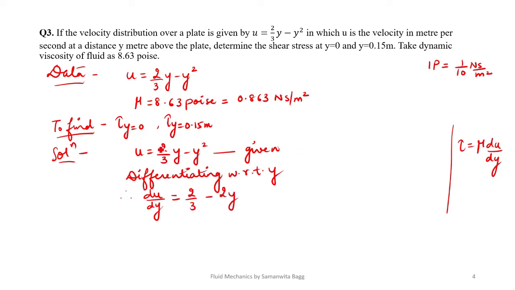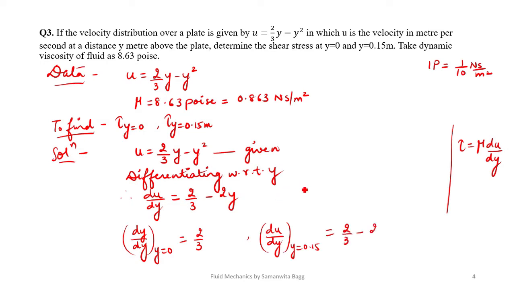Now I need to calculate du by dy at y = 0 and at y = 0.15. So let's calculate that. Du by dy at y equal to 0: I'll substitute y = 0, so this becomes 2 by 3. And I'll calculate du by dy at y = 0.15 meter. So this becomes 2 by 3 minus 2 times 0.15, which is 0.367.